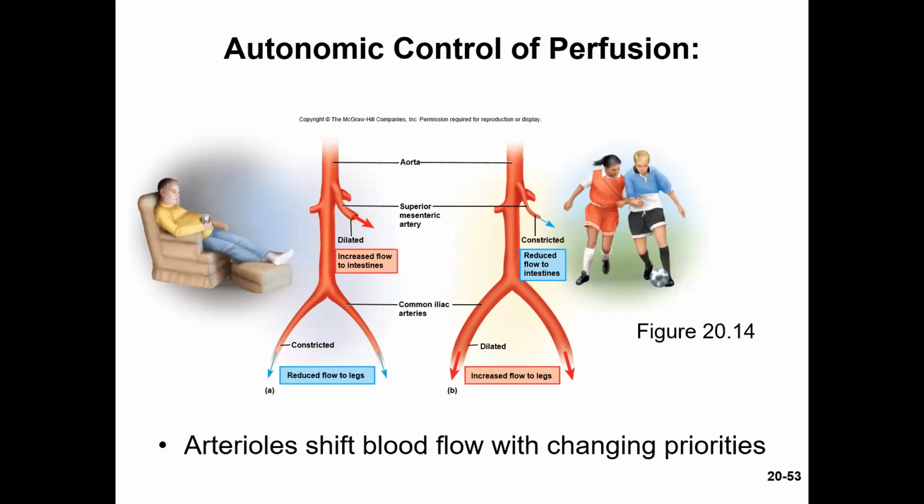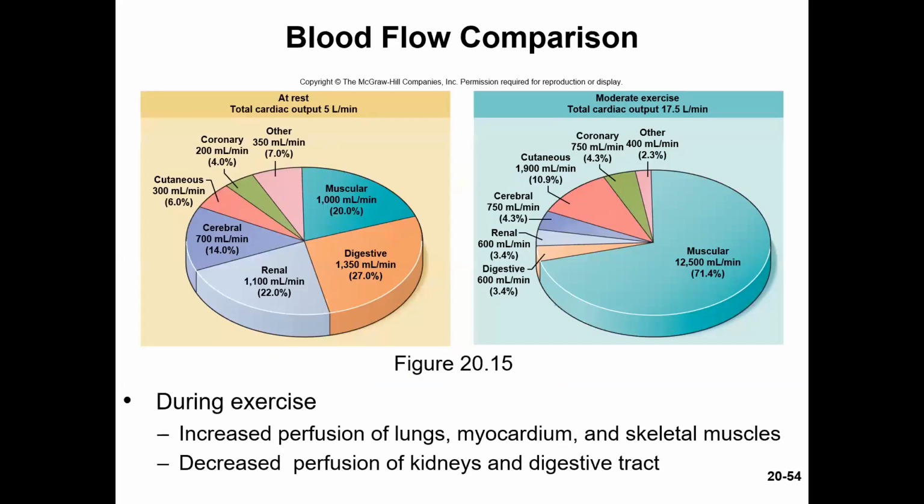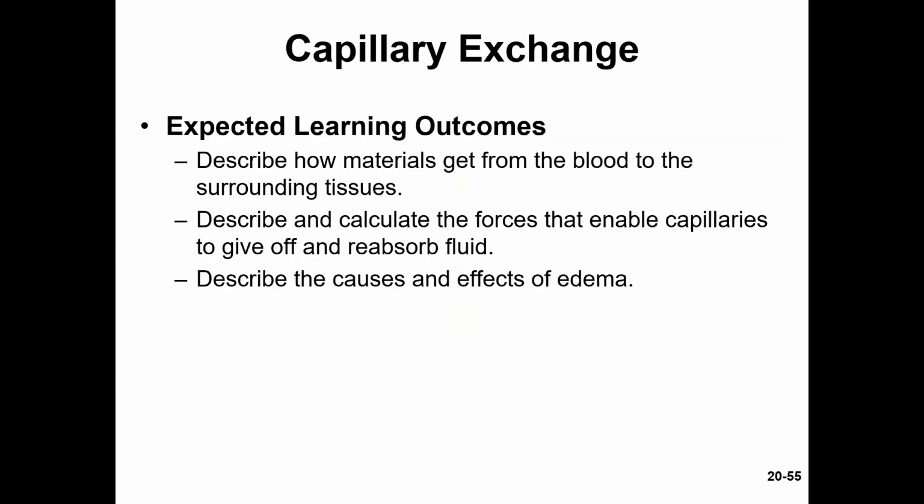Arterioles will shift blood flow with changing priorities. So this has to do with nervous system control, autonomic control of perfusion and where the blood flows, how it flows, and how fast it flows. In these charts, you can see the blood flow comparison, how it's divided up. During exercise, there's increased perfusion of lungs, myocardium, and skeletal muscles, and decreased perfusion of kidneys and digestion.